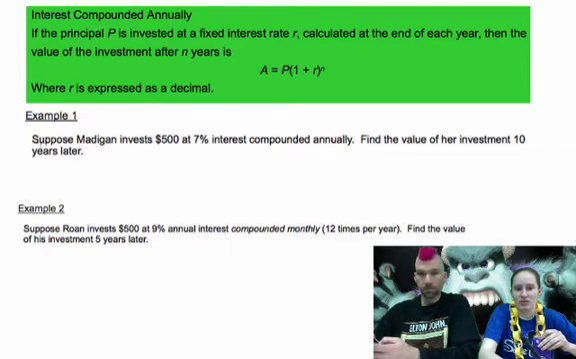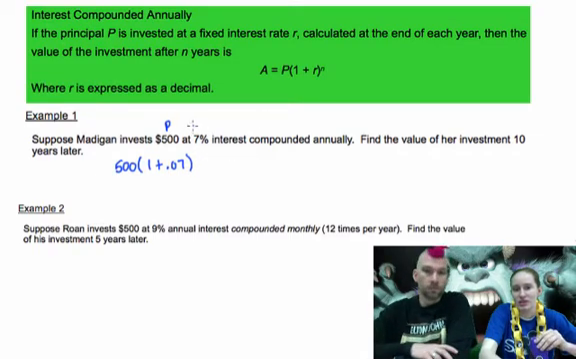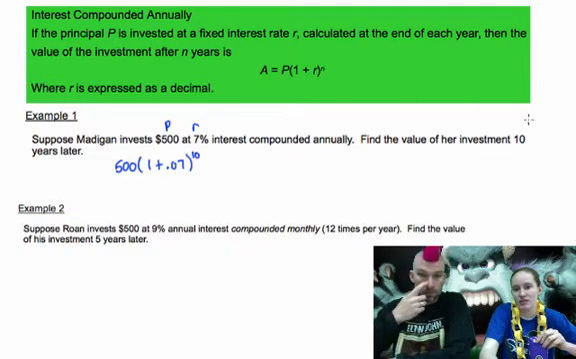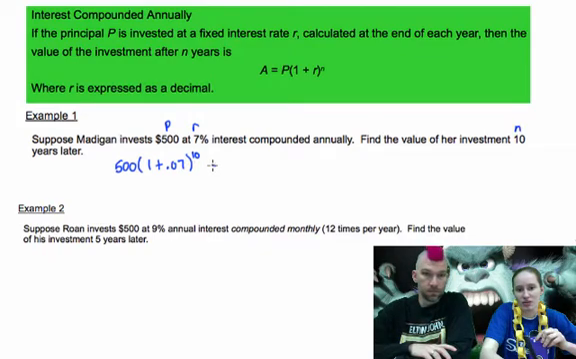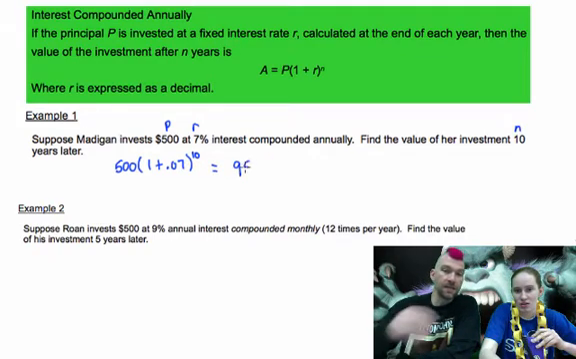So this character invests $500. That's the principal. At 7% interest, so you change that to 0.07. It's compounded annually, so we know that means we're using this formula. Find the value of the investment 10 years later, so we put 10 where n is. We just plug that into our calculator, and what do we get? $983.58.